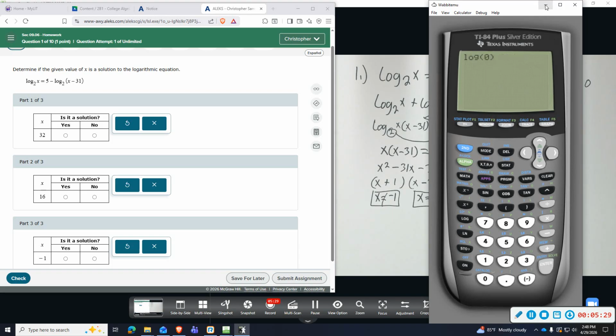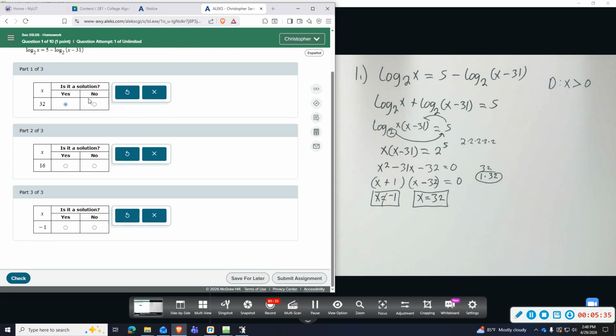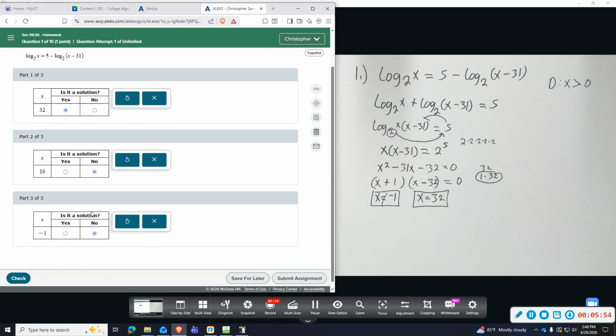Be sure to plug them in and check. So 32 is the only solution. So here, is 32 a solution? We'll say yes. Is 16 a solution? No. Is -1 a solution? Even though we solved it and got -1, it does not work because it violates the domain, which has to be greater than 0. Or at least when you plug it in, the expression needs to be positive, and so it doesn't work out.